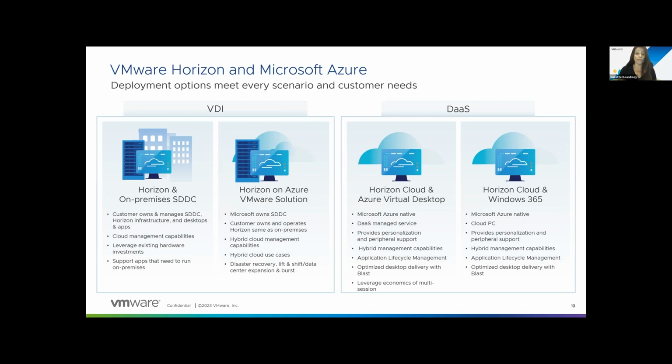If you're looking to run Horizon on-prem and want to continue on-prem and leverage Azure, Eric just did a great job of talking through the benefits of leveraging the Azure VMware Solution. Microsoft owns the SDDC, or the infrastructure, so they'll manage that for you. And the nice benefit is it allows you to open up these hybrid cloud use cases, like disaster recovery, data center expansion, or maybe you need a burst to get more capacity easily. AVS is a great way to expand in the cloud and leverage some of these new use cases.